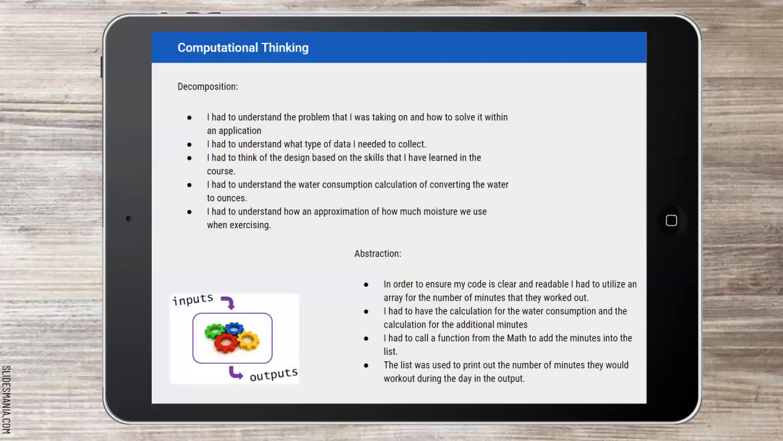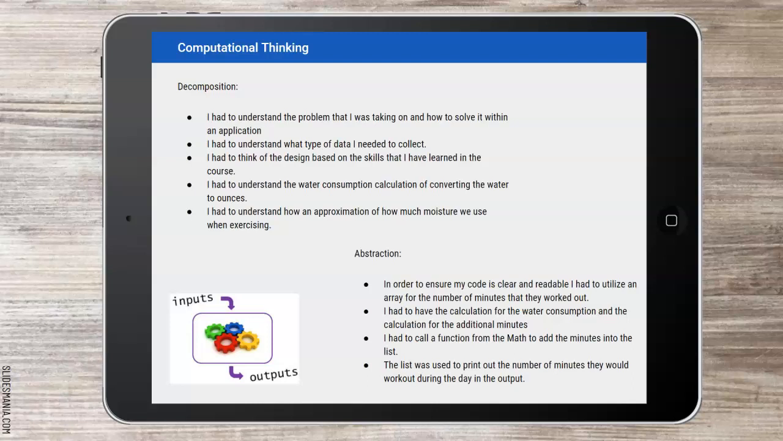I had to understand the water consumption. I had to understand how the calculations went of converting the water to ounces. And then I also had to understand the calculation of how to incorporate the minutes based off of the water consumption that you would have, because then it actually gives you the moisture loss of what we use when we're exercising. So I pretty much utilized the average based off of my research.